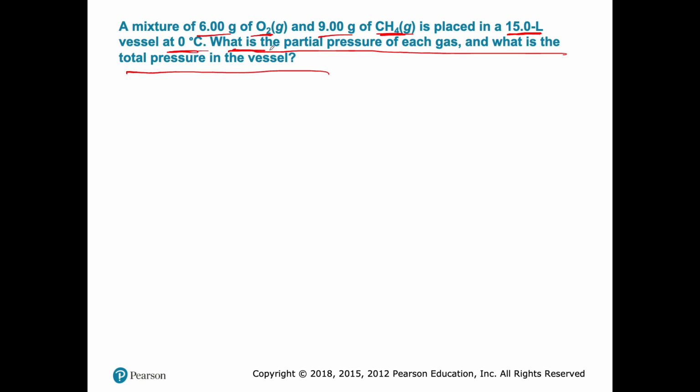So the partial pressure of each gas, that's the one where you use PV equals nRT and some stoichiometry. And then the total pressure in the vessel will be from Dalton's partial pressure law, okay? So let's start out by doing the stoichiometry required to get to the moles of oxygen and the moles of methane. We need moles of oxygen, because you can't do anything with grams unless it specifically asks for that. And then we need to do the stoichiometry to convert the 9 grams of methane to moles of methane.